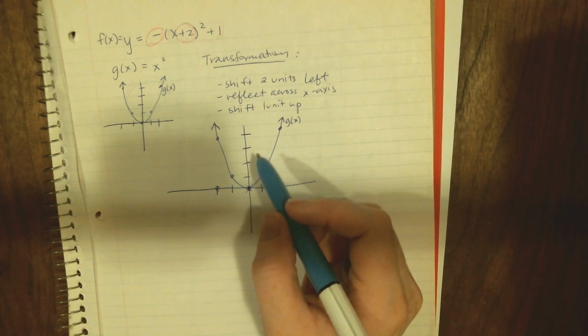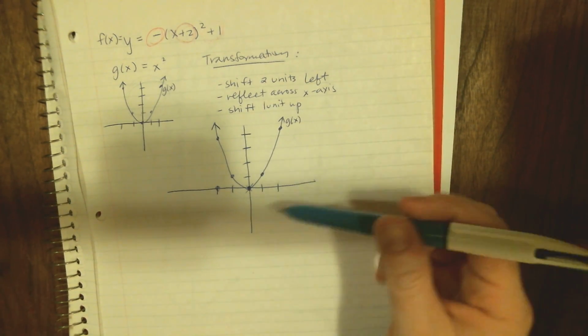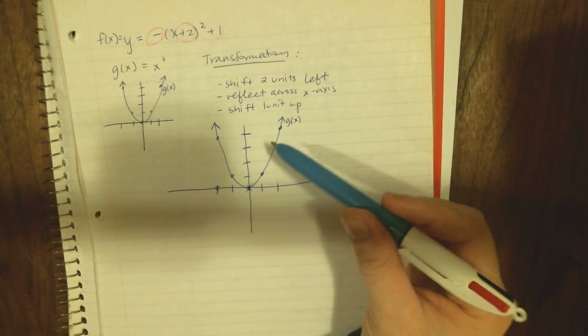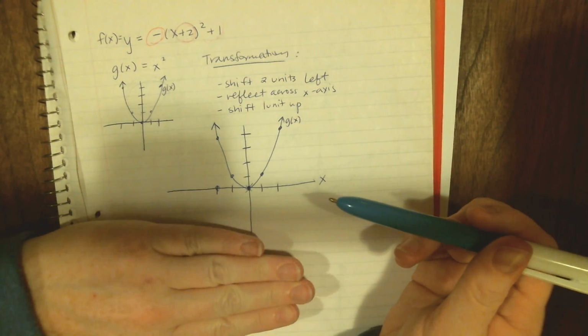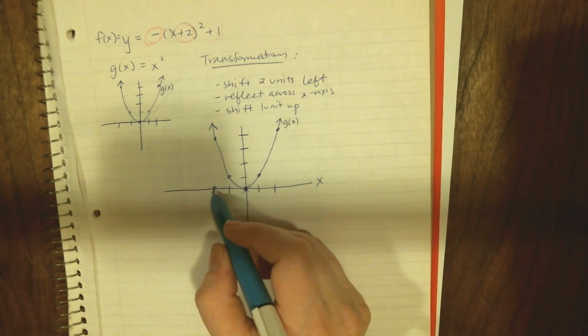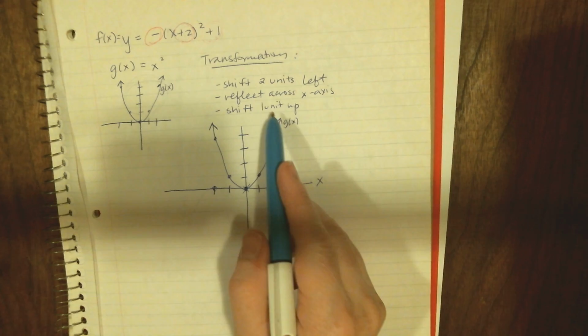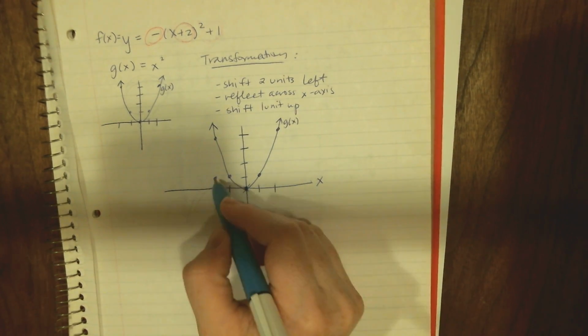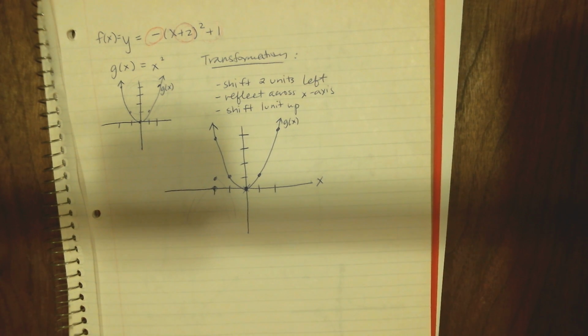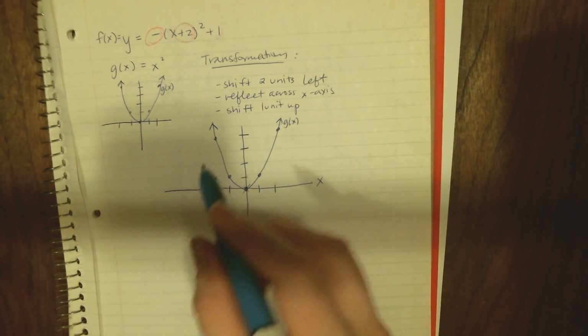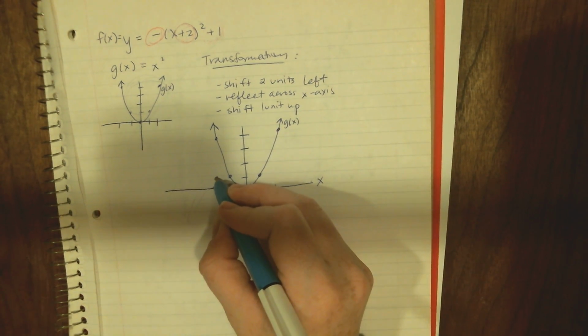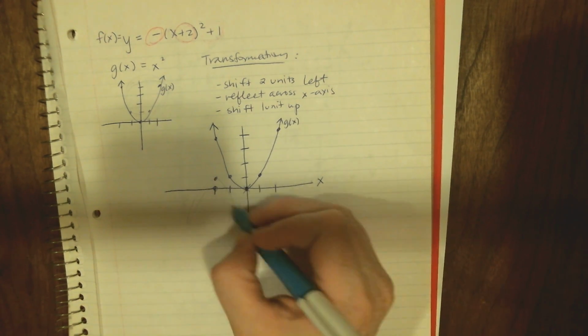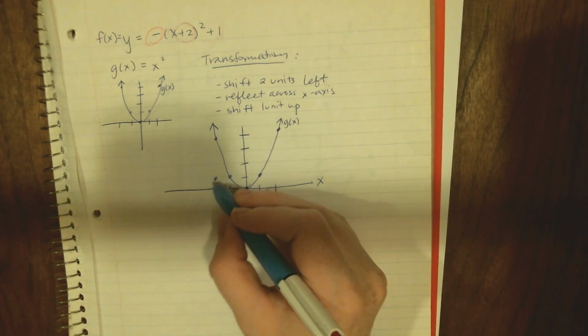So 2 units to the left, I reflect across the x-axis. Well, this is my x-axis, which means everything is going to get flipped over. So I'm going to end up with a parabola going down, but I'm also going to shift it up. So I'm going to end up here, going down like that. I don't have any stretching or compressing. So here's the point. I moved my anchor point over here after I know where the reflection is going to be, and I shifted.